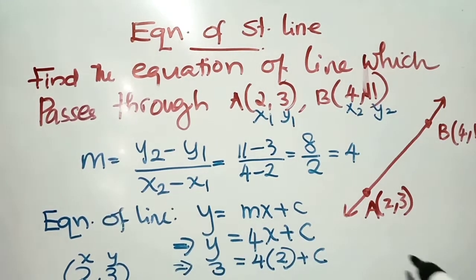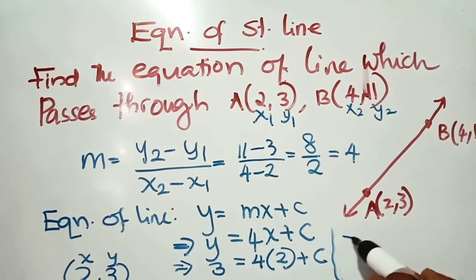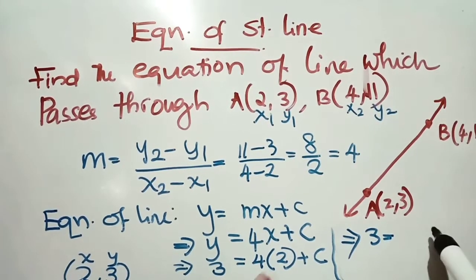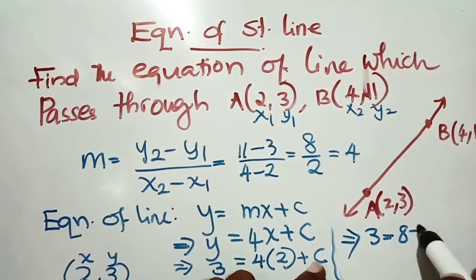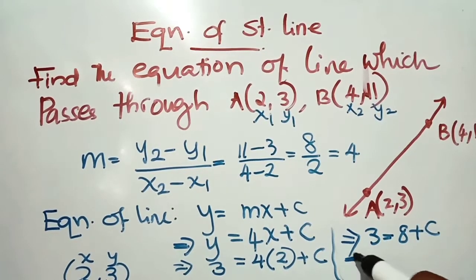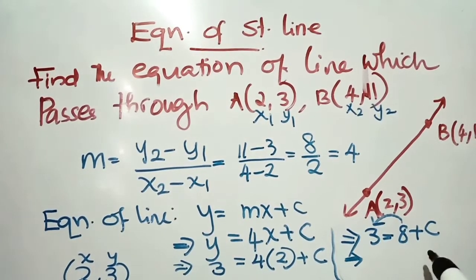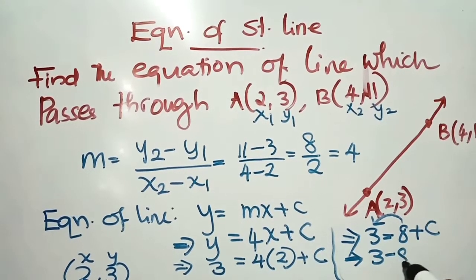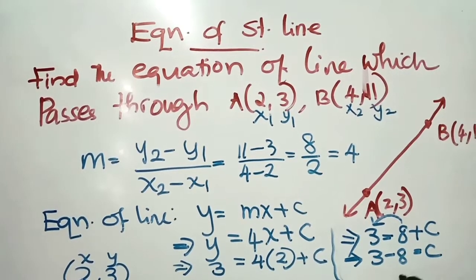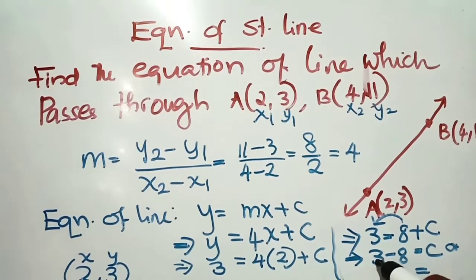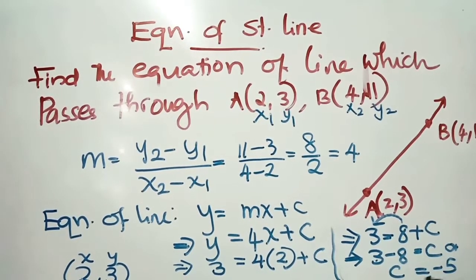So we get 3 equals 8 plus c. That implies, if you take plus 8 to the left hand side, we get 3 minus 8 is equal to c, or c is equal to, what's the value of c? 3 minus 8 is minus 5. So this is the way we calculate c.